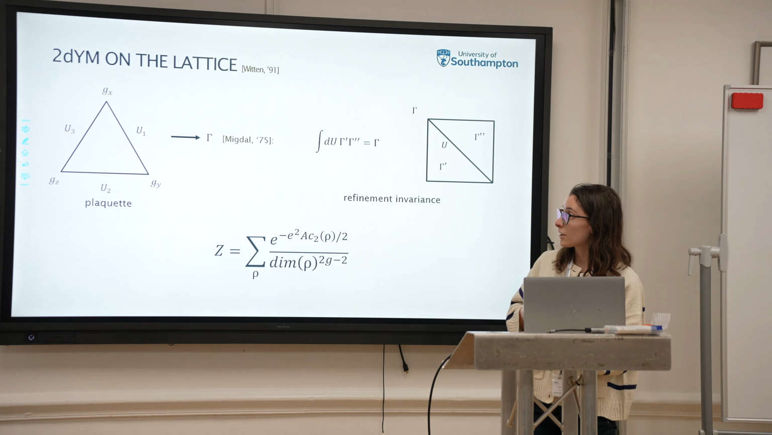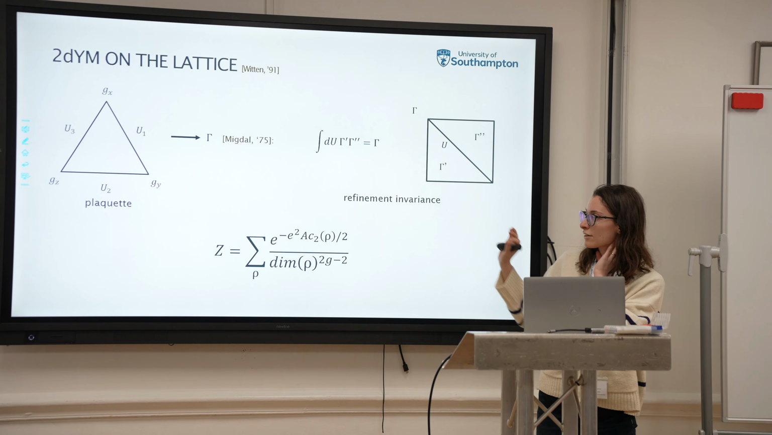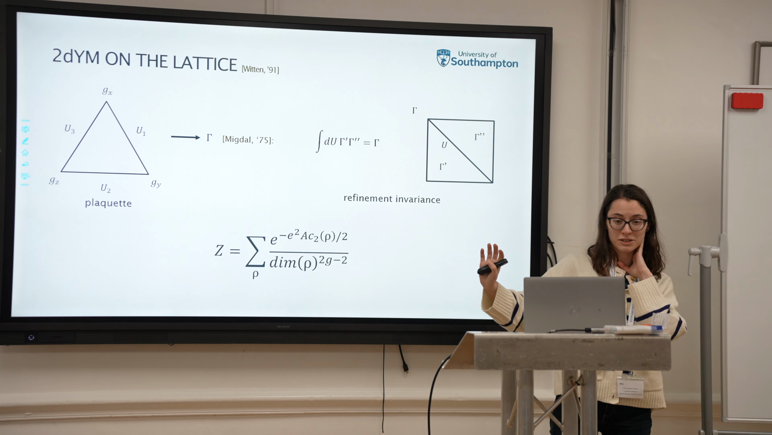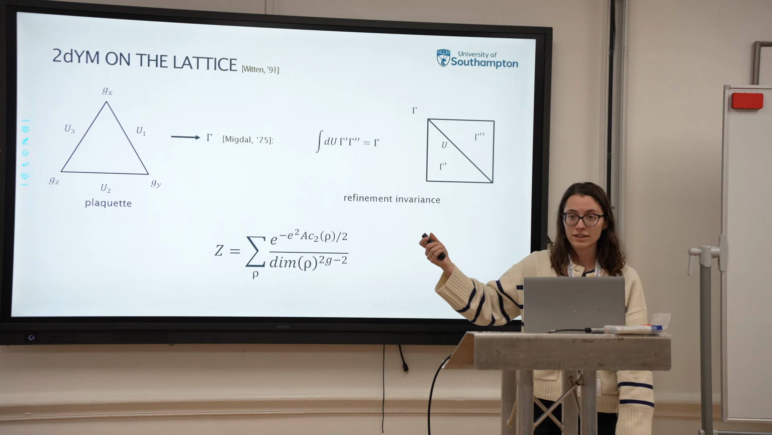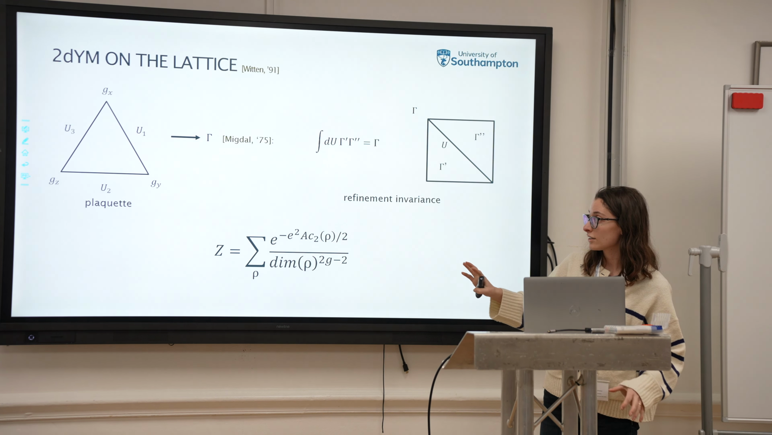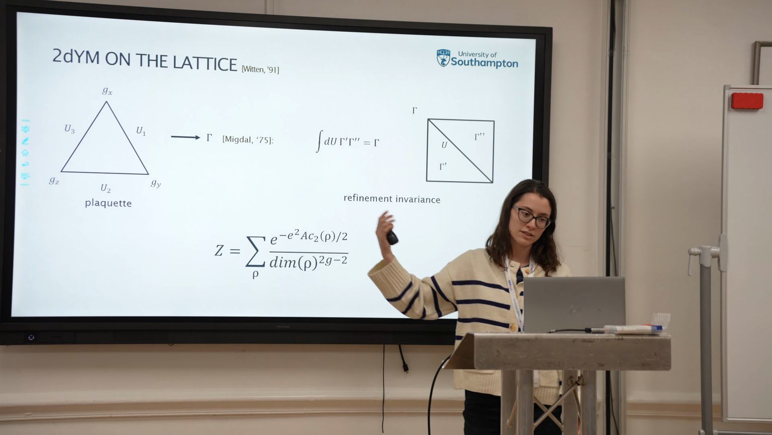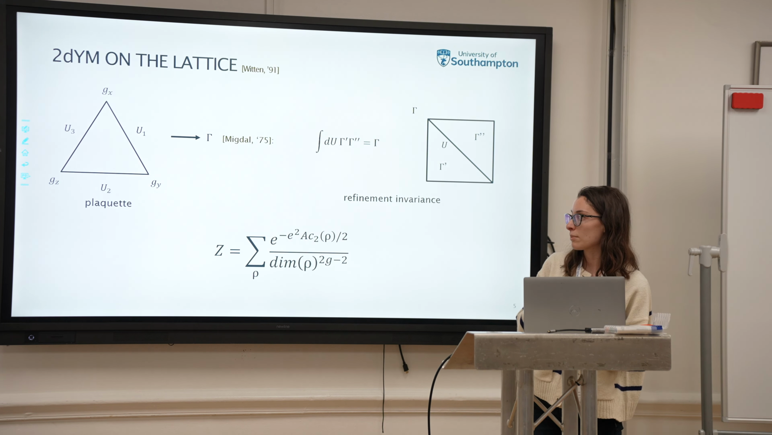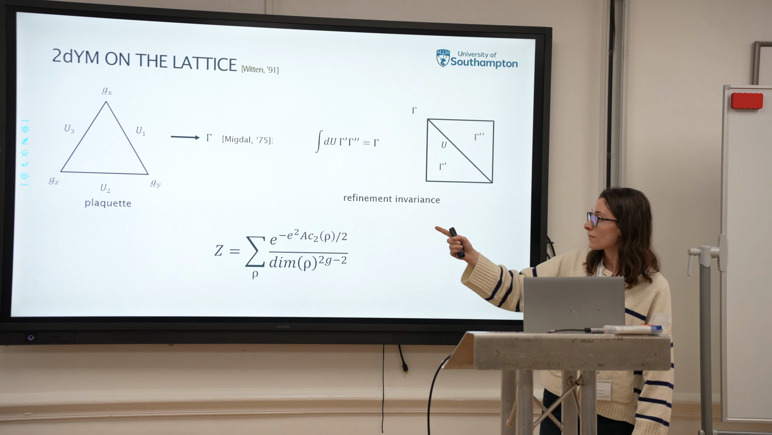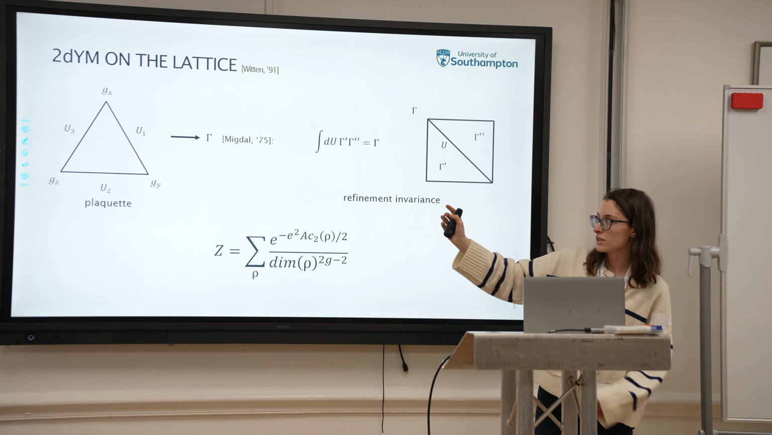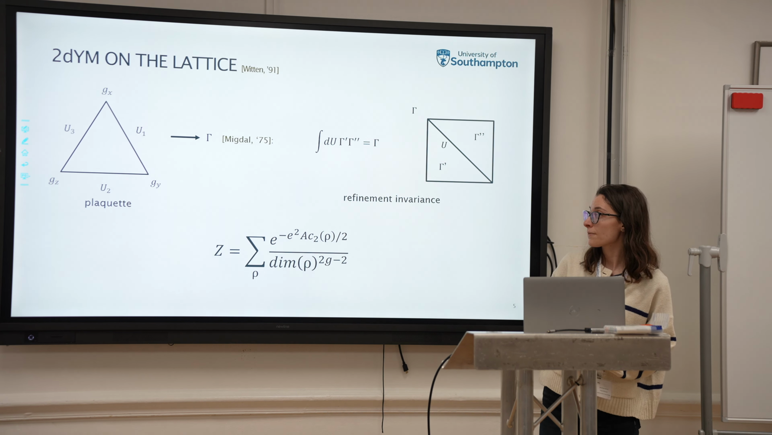And I will be working on 2D Yang-Mills on the lattice. This is a very schematic, brief review of how to put 2D Yang-Mills on the lattice. So first of all, you have to triangulate your manifold. And once you have triangulated your manifold, the basic building block of your triangulation looks a bit like this. It's just a triangle, and we call this a plaquette. Then you assign degrees of freedom to your edges. These are the U's. These are just holonomies. And you also have gauge transformations at the corners.